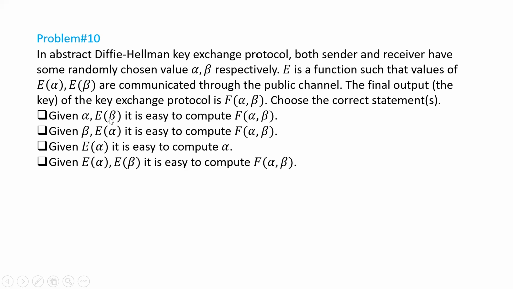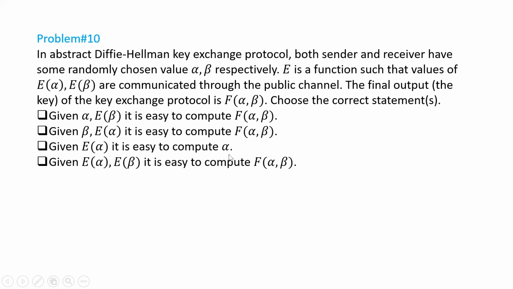So with alpha and E of beta being the information, f of alpha comma beta should be easy to compute by the sender side, and for the receiver side also, given beta and e of alpha, it is easy to compute f of alpha comma beta. Okay, so these two options are correct.